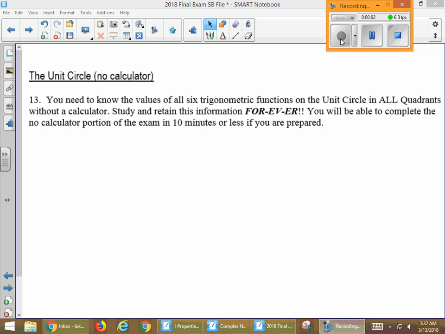All right, number 13 is there just to remind you to review your unit circle values. That should be the easiest part of the test for you. It's the first part of the test in the calculator section, and it really should be the easiest section of the test for you.